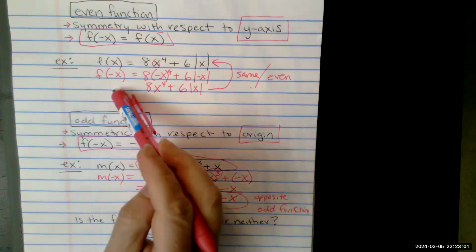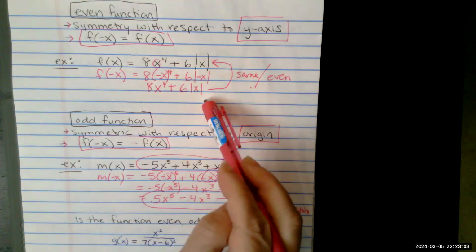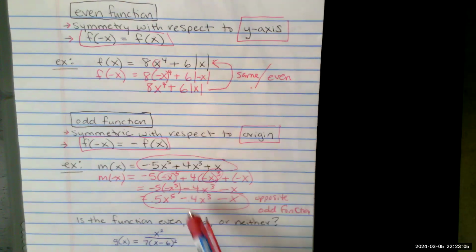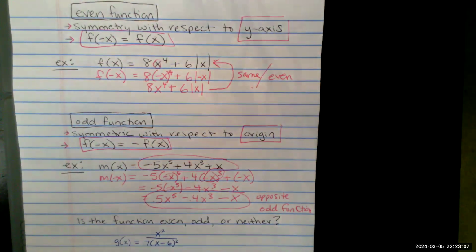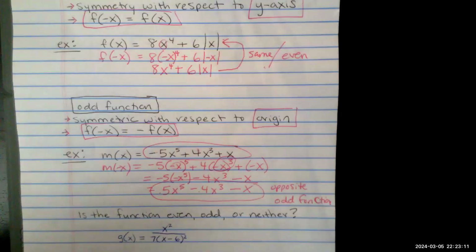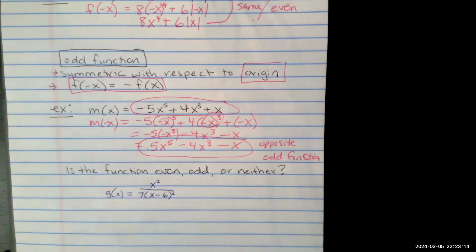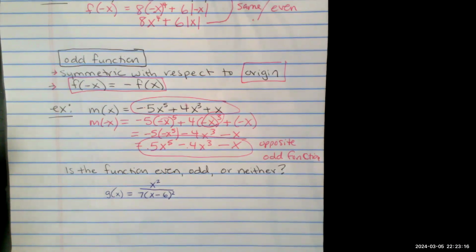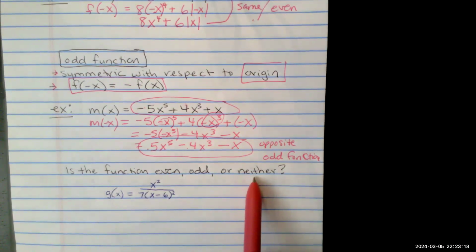Okay, so that's an example of what it would look like if you have an even function, how it works. And here's an example of an odd function. So how about if this was the question, and they just said, could you please tell me, is this one even, odd, or neither? So first of all, what would neither look like?